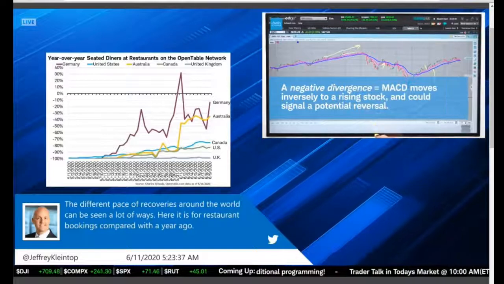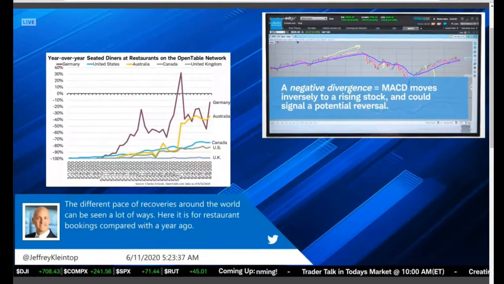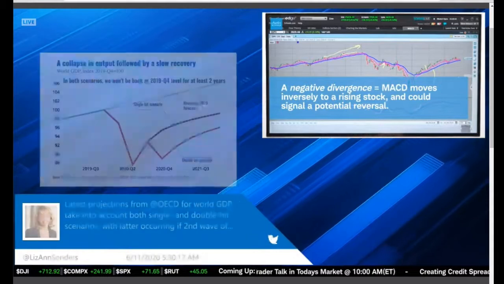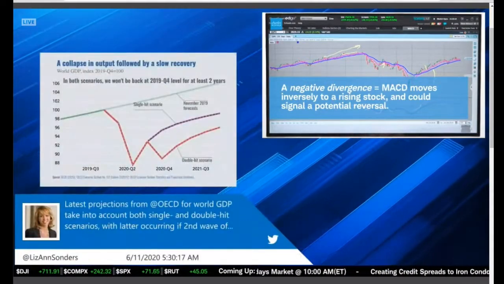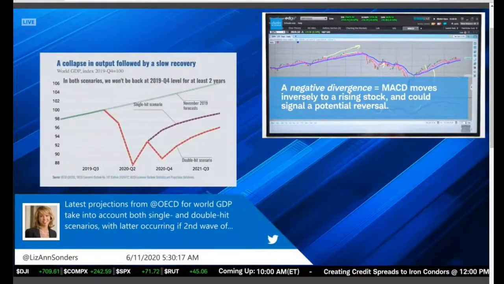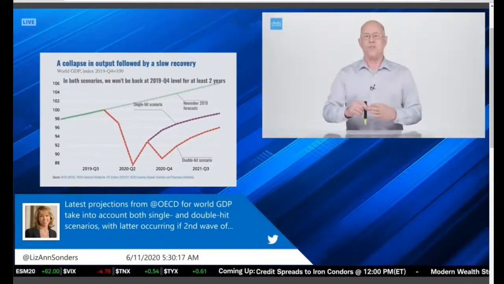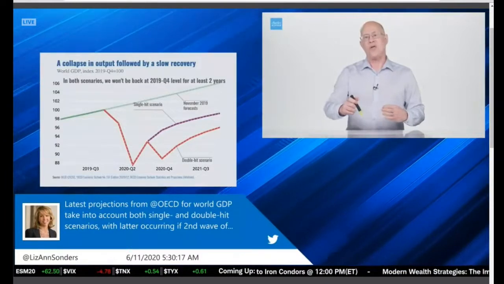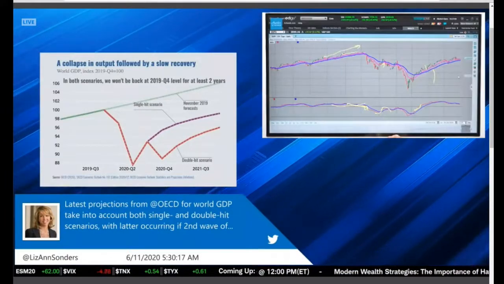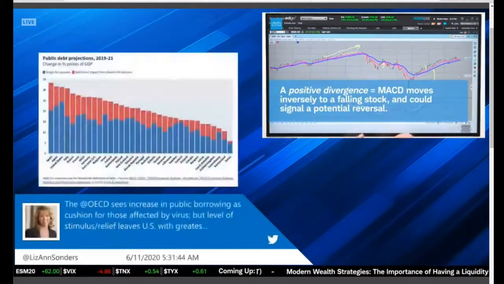Negative divergence. What it means is the momentum on the last move higher was made with a little bit less oomph, so we could look for a potential pullback or a reversal. The opposite would be true if the stock continues to go down, but the MACD line doesn't. We would call that a positive divergence, and that could be a potential bottom.